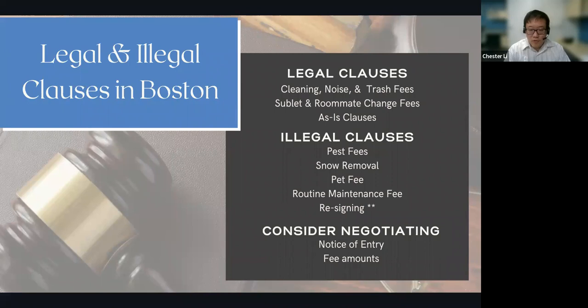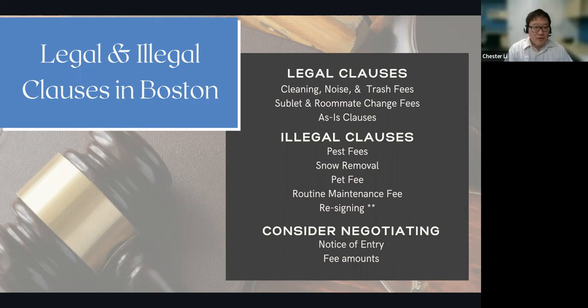The same goes for snow removal. They cannot charge for snow removal. The pet fee: they can either allow pets or not allow pets. They always have to allow service animals, but they cannot charge a fee for pets, if that makes sense. I know that one's a little weird. They can allow pets or not allow pets. They can't charge a fee for pets. They always have to allow service animals.